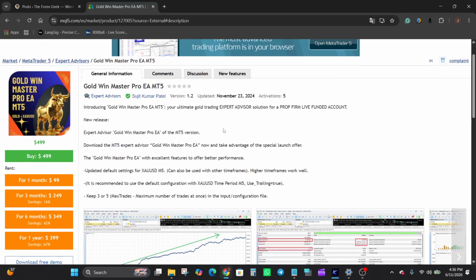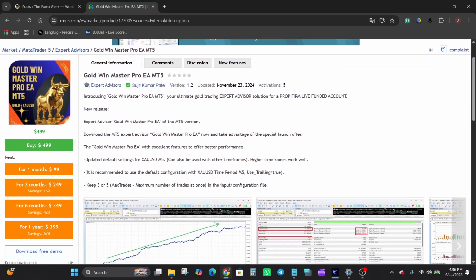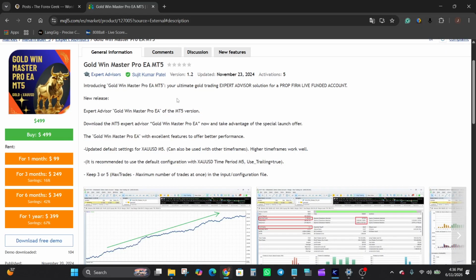Now, as I scroll into the description, the EA is presented as a gold trading expert advisor designed for prop firm and funded account environments. It is mainly focused on XAUUSD trading, and the developer highlights it as a solution aimed at structured execution rather than manual trading decisions.